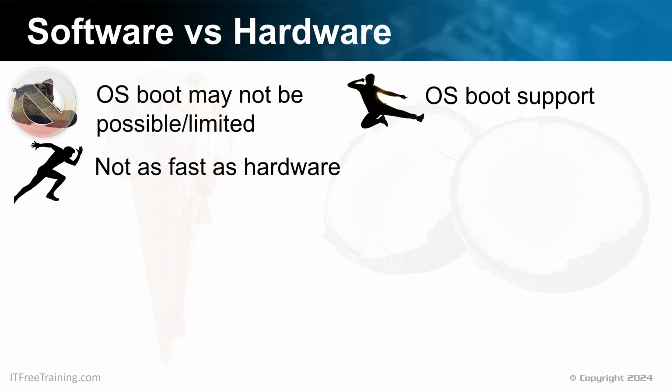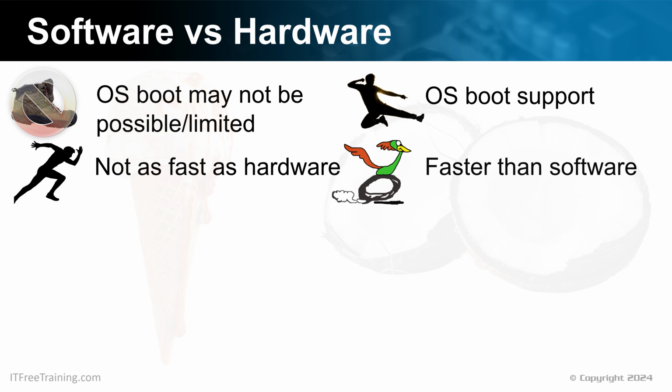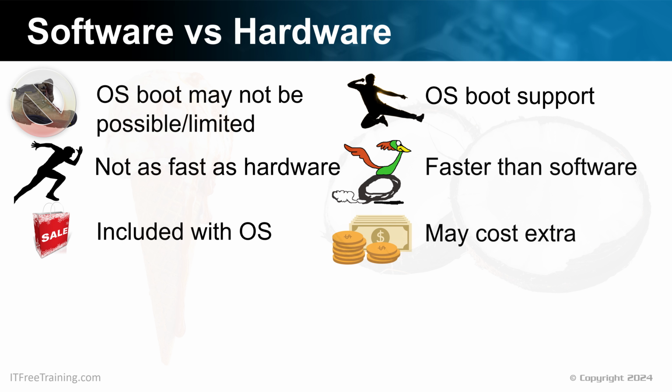Software RAID is generally not as fast as hardware RAID. Hardware RAID will also perform the required processing itself, whereas software RAID will require the CPU to perform the processing. Given how fast computers are nowadays, it is not that much of a load, but it is still an extra load on your system. Software RAID is included with the operating system, so there is no extra cost. With hardware RAID, there may be additional costs.